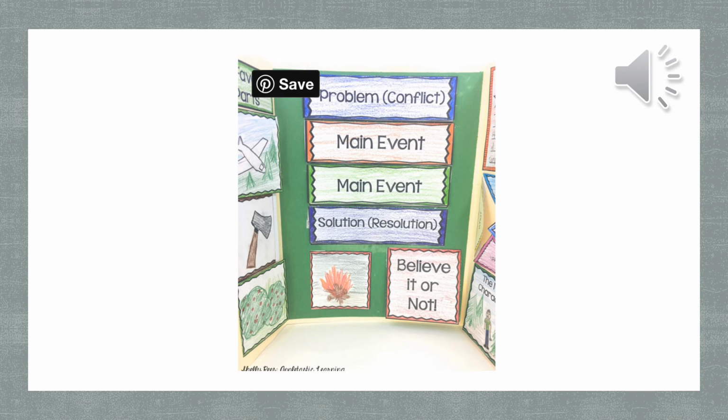For example, if it was a book about animals, you might have one section which was about the lions, and another section which was about the giraffes, and so on. You get what I'm saying. So under there will be the problem, however many main events there were, and then the resolution.